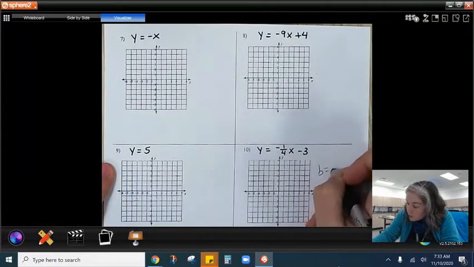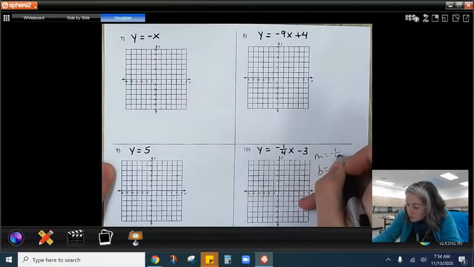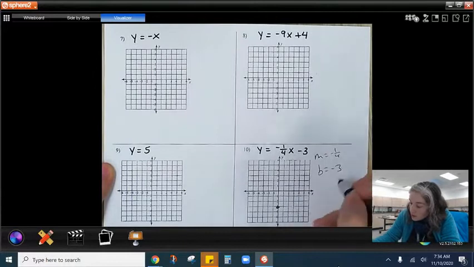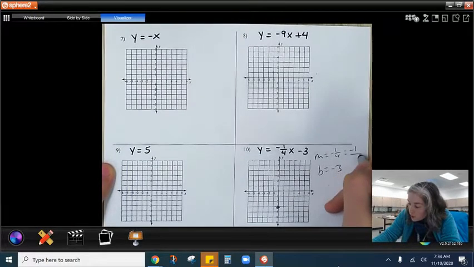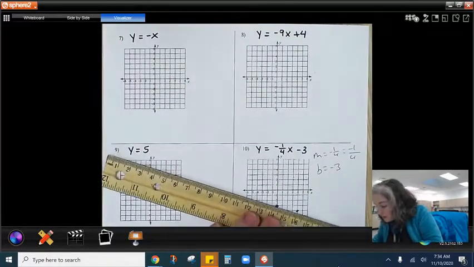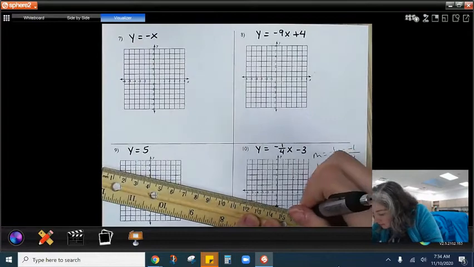This one, our slope is -1/4. Our y-intercept is -3, so I'm starting at -3 on the y. And then I am going to choose to go down 1 and right 4. So down 1, 1, 2, 3, 4. So those are my 2 points. Then I draw a line.